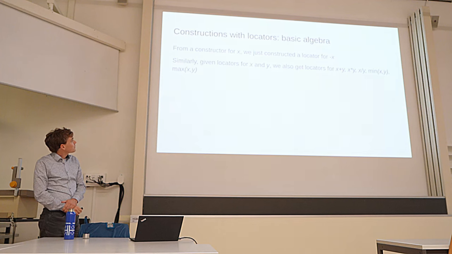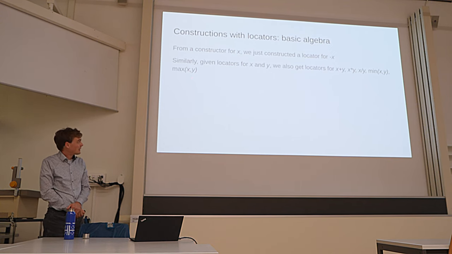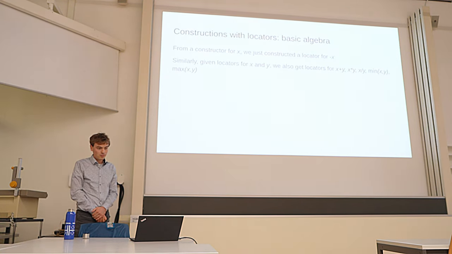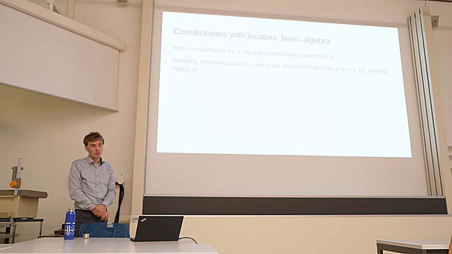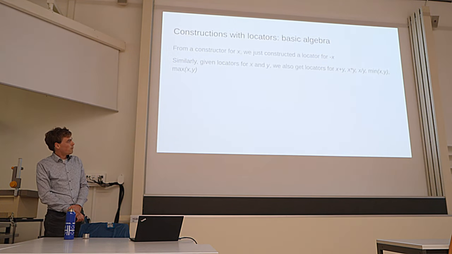So yeah, we just did constructors for minus x, and then as a fact, I give you that you can also get locators for x plus y, x times y, x over y, the minimum of two locators and the maximum of two locators. I present these as facts. Actually, some of them, such as plus and times, are not straightforward. So what's easy about the locator is their definition and their mathematical interpretation as a real number. Their construction, like the construction of locators, is not always straightforward, even if it has a very algebraic feel to it. And their performance, well, we've already seen that it's completely terrible.